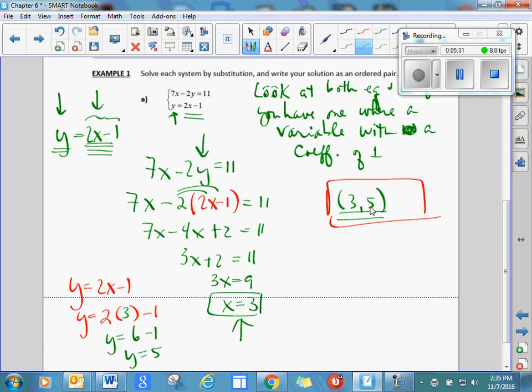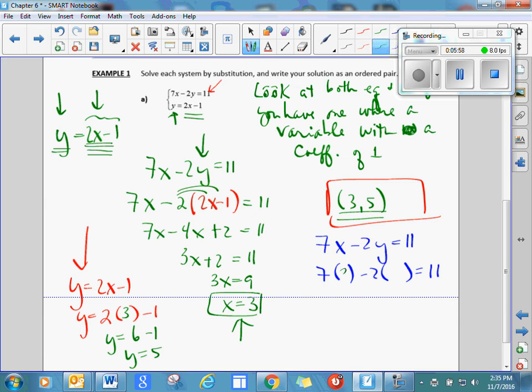So I am going to take this ordered pair and plug it back into the equation I did not use for finding the value of y. So 7x, let me do it in blue. 7x minus 2y equals 11. When I plug in for x and I plug in for y, I should get 11 after I do this arithmetic. So let's see what happens.